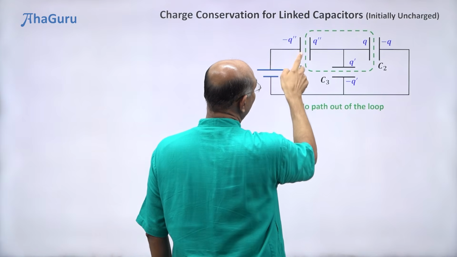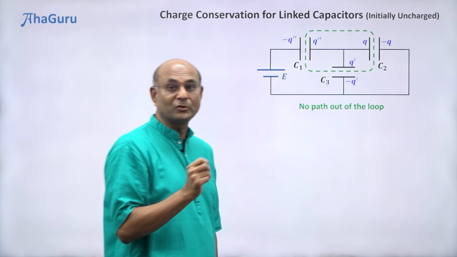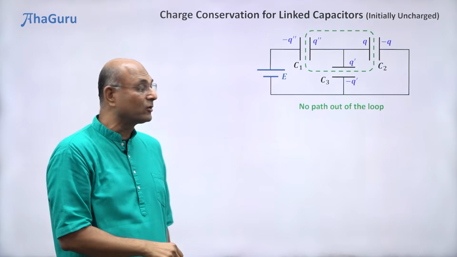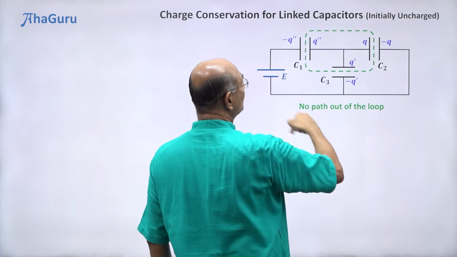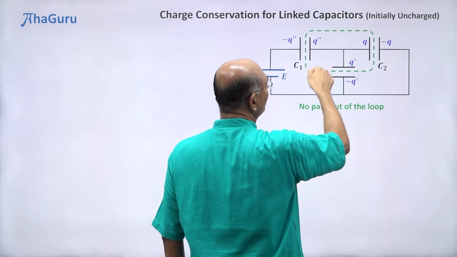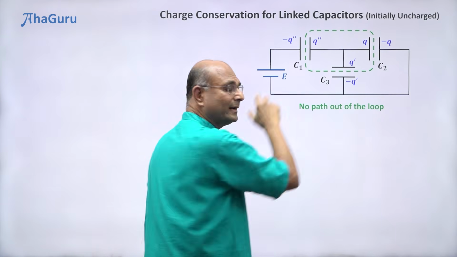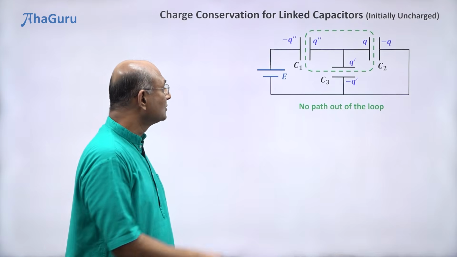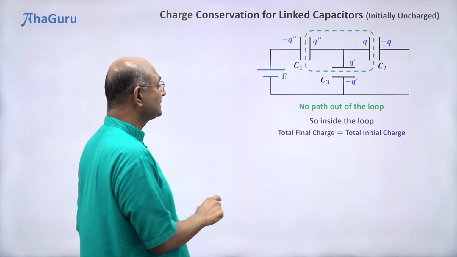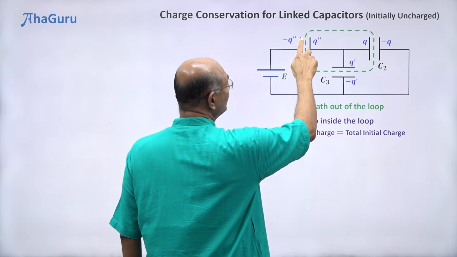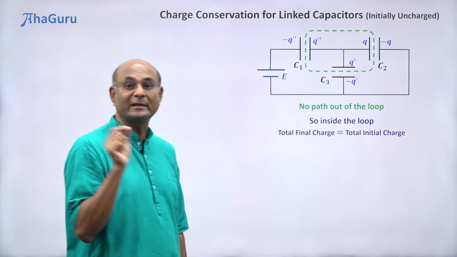Now this is vacuum, right? Between the capacitor, it is an insulator or vacuum, dielectric or vacuum. So obviously charges cannot flow through that. Charges cannot flow this way, cannot flow that way. They can flow from this plate to that plate or to this plate, right? But they all have to be inside the loop. So there is no path out of the loop, which means inside the loop, the total final charge must be equal to the total initial charge.